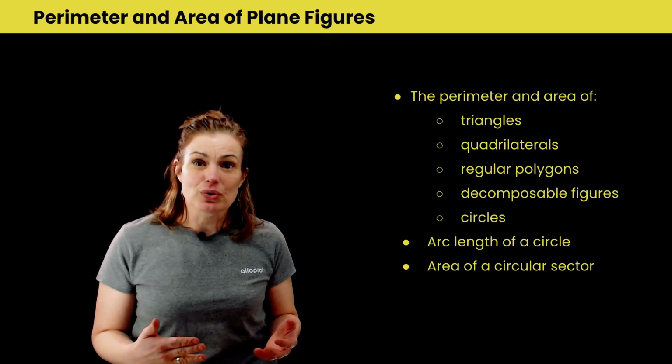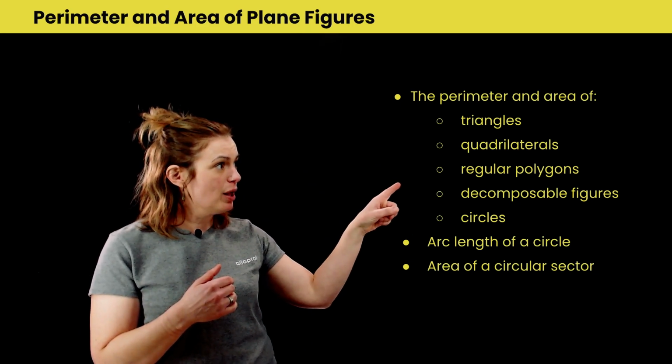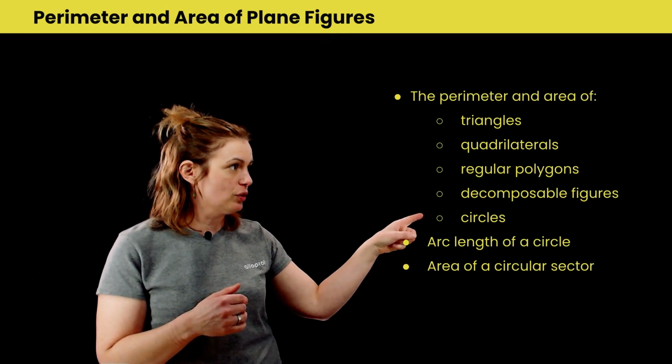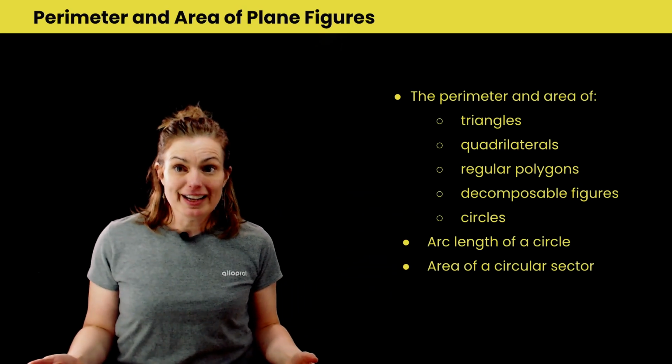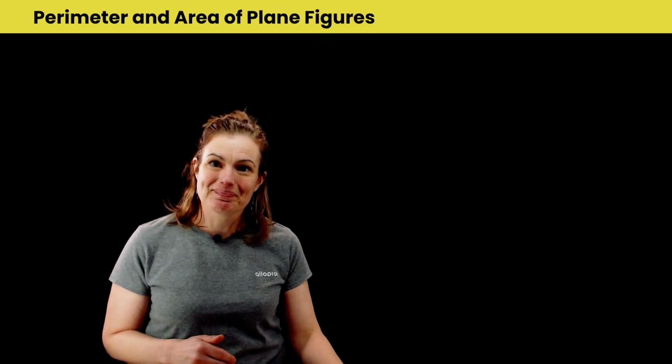So in today's crash course, we're going to be looking at the perimeter and area of triangles, quadrilaterals, regular polygons, decomposable figures, and circles. We're also going to take a look at arc length of a circle and the area of a circular sector. So let's go.